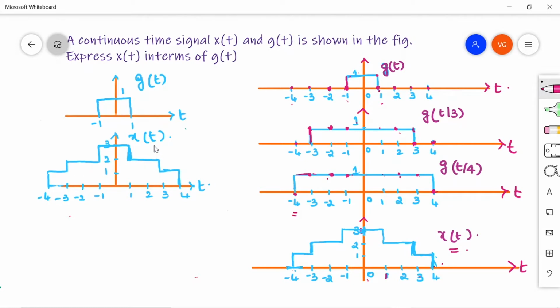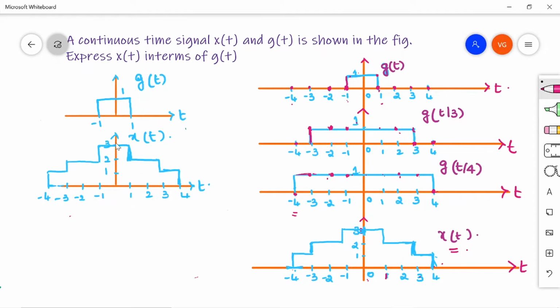So we have to express this staircase signal in terms of your g of t. That is, we have to construct x of t using g of t. So we have to perform any of the basic operations on this g of t, like time scaling or time shifting, and then construct this x of t. So here, whether the signal of g of t is present in x of t or not.